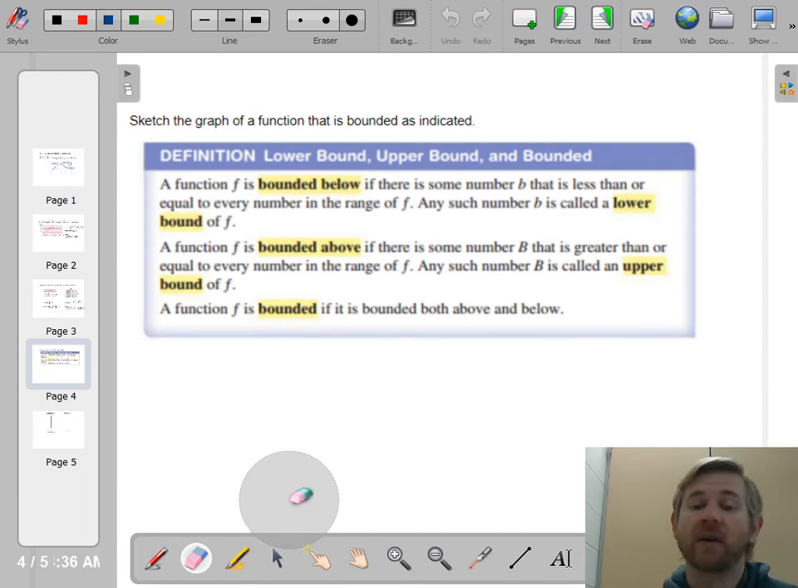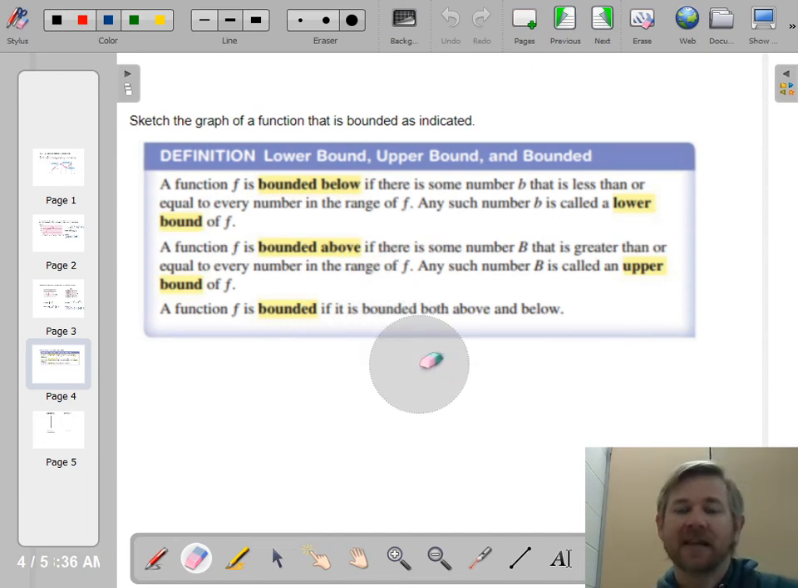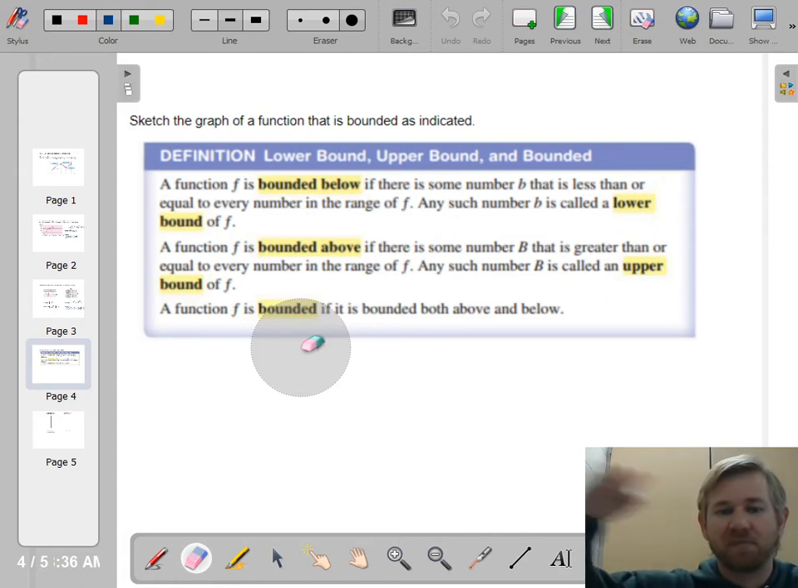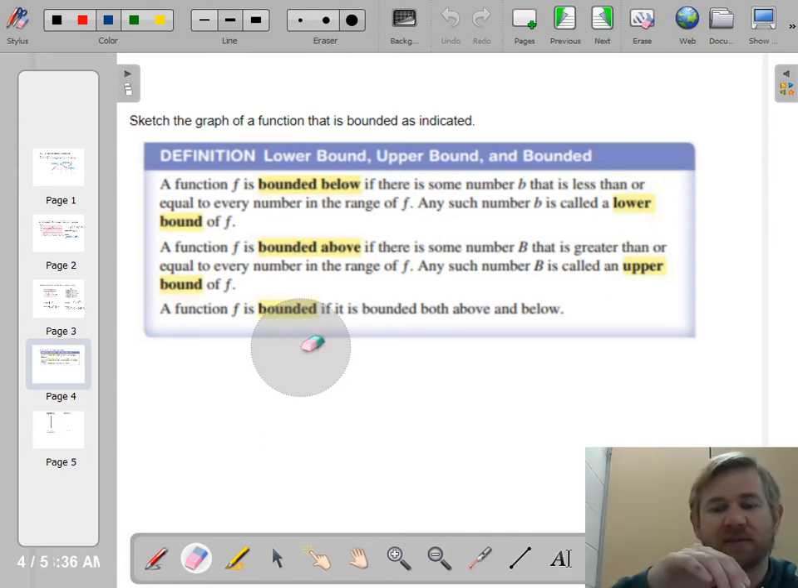One other thing we'll talk about right now is this idea of boundedness. Think of the word boundary, a border, or any of these ways that we describe the end of something. If a function is bounded below, that means there's a border on the bottom. If something is bounded above, there's a boundary on the top. It doesn't go past that boundary on the top. If it's bounded below, it doesn't go below a certain point. If it's bounded above, it doesn't go above a certain point.